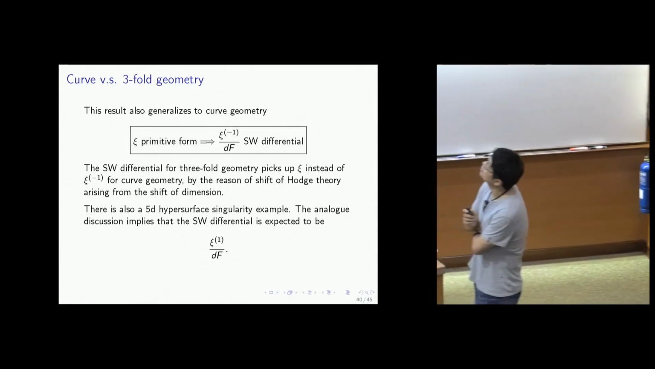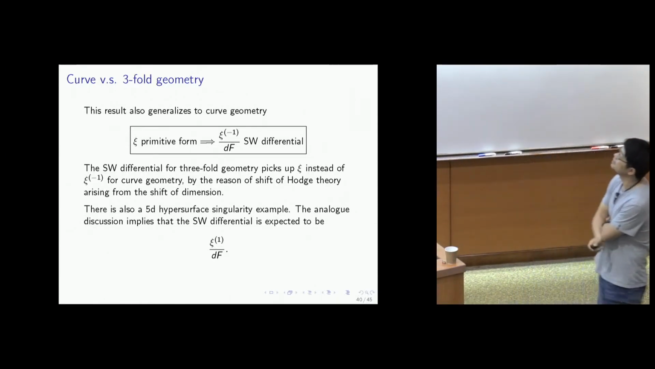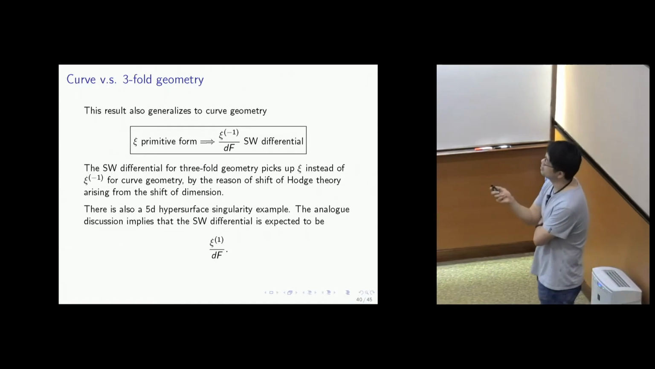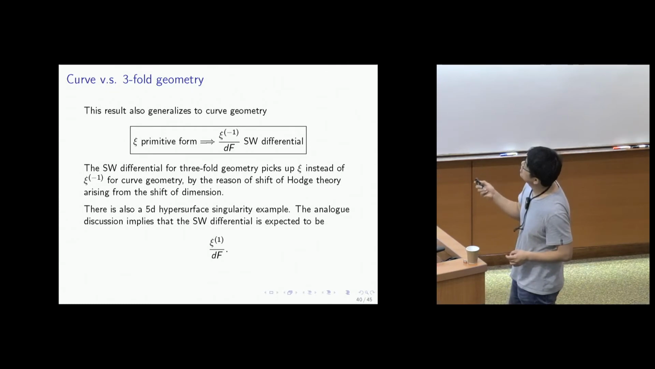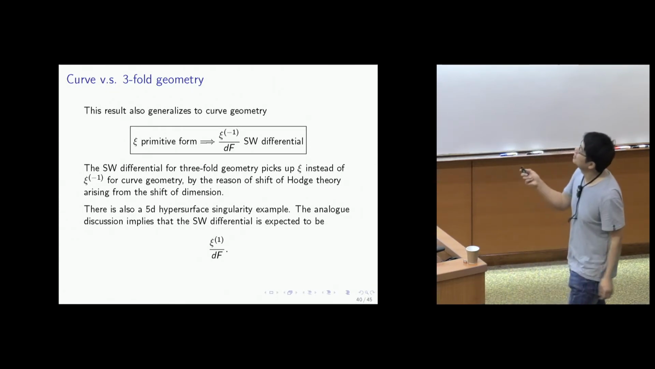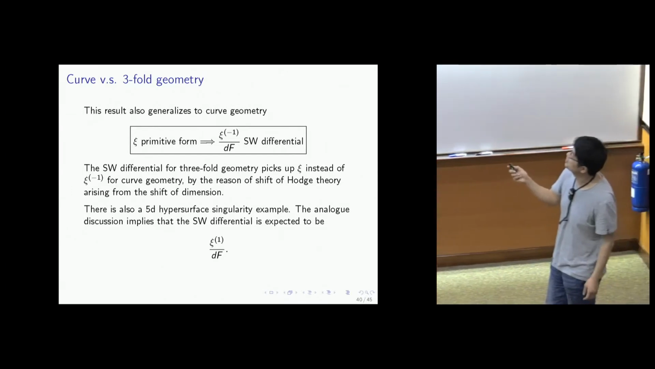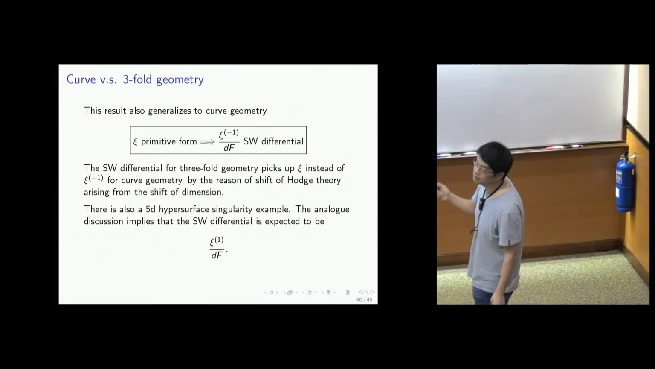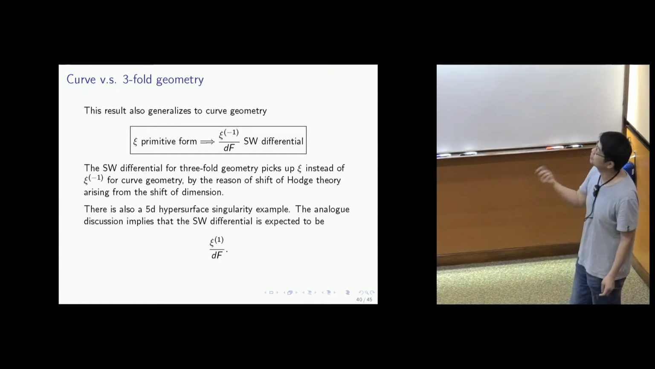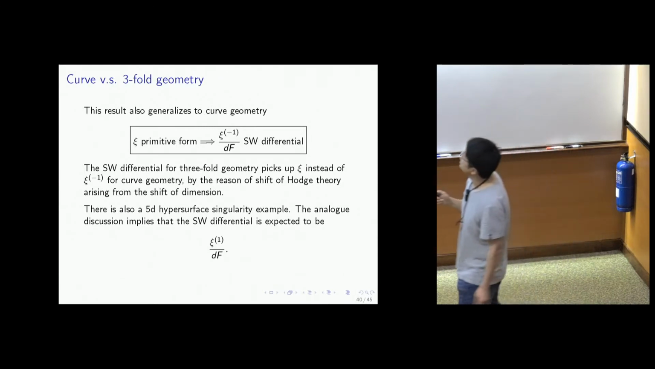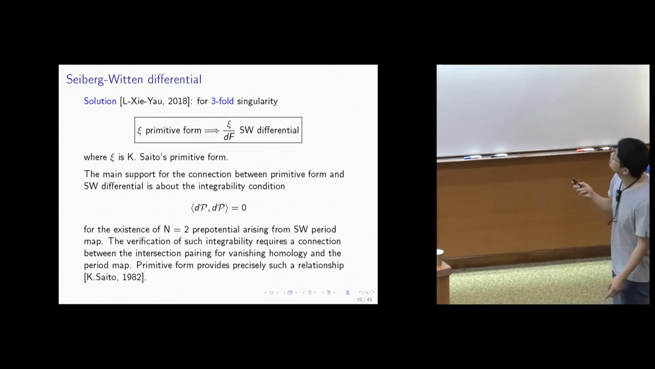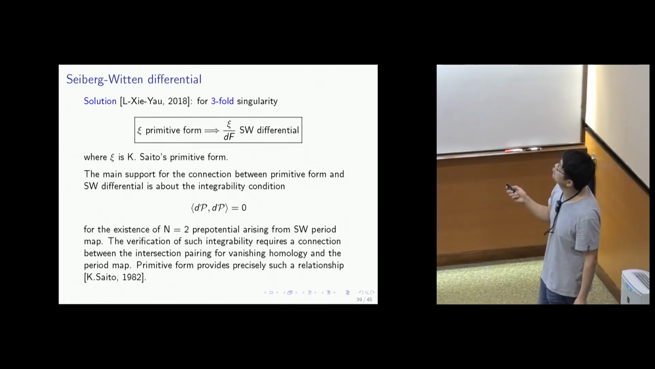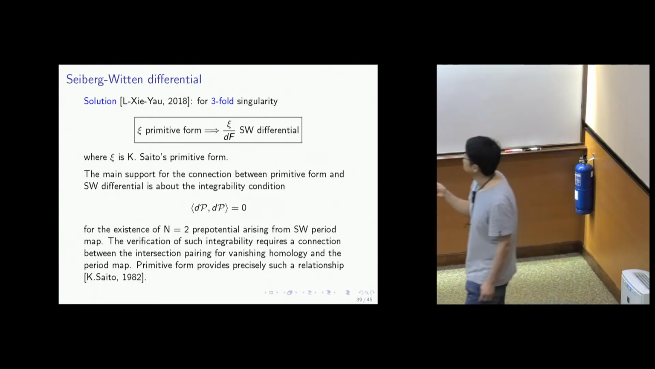Let me comment a little bit about the curved Seiberg-Witten case and the threefold case. This construction also generalizes to the curved case. If in the curved case you start with a primitive form, then the Seiberg-Witten differential is given by the first descendant of the primitive form over this df. If you want to compute the correct Seiberg-Witten data, you have to use the primitive form over this. Now you see this one picks up the first descendant, which is like the T operation I mentioned. In the previous page, the threefold case just uses the primitive form. There's some deep reason for the shift, which comes from Hodge theory.